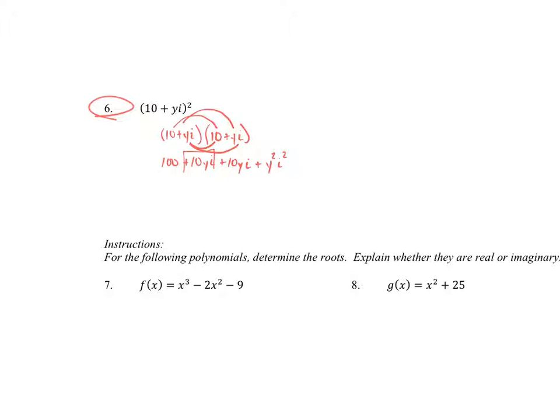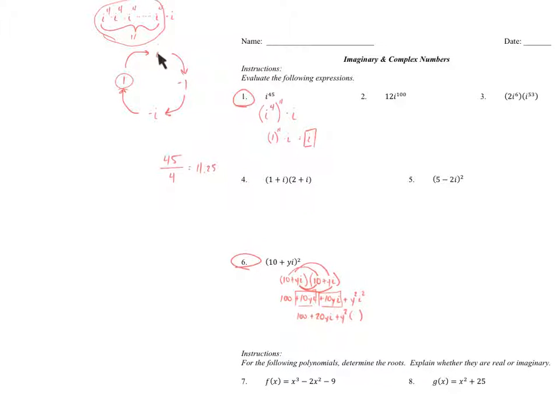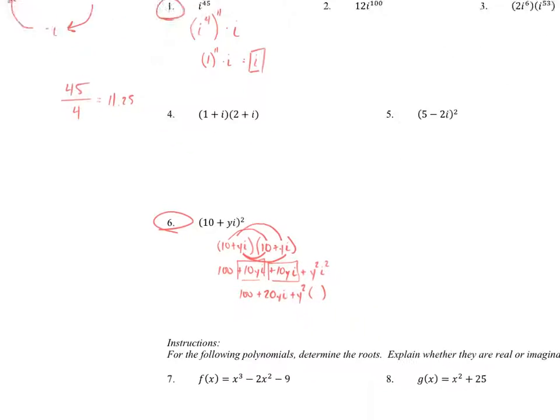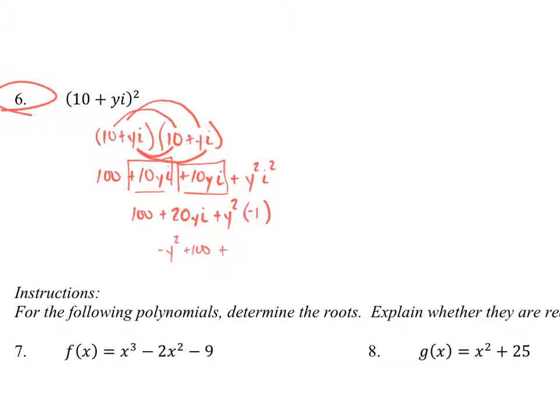I've got some like terms here. Since these are both yi, they are like terms. So I've got 100, I've got 20 yi, and over here I've got a y squared, and I squared is the same as, if we look at our I cycle, I to the first, I to the second, is the same as just a -1. So instead of writing I squared, I'll just write -1. And y squared times -1 is just going to be -y squared. Then I have this 100, and I've got this imaginary term hanging off the end.